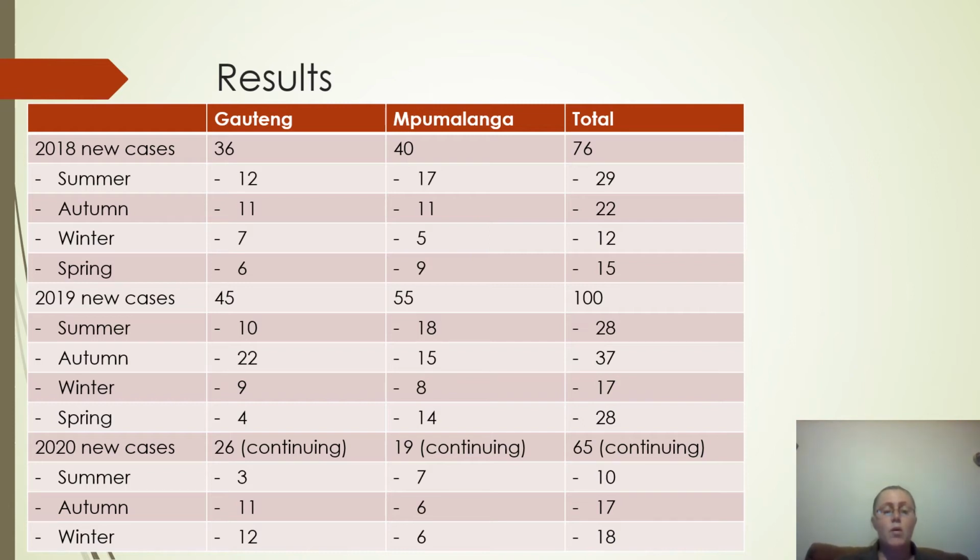And our new cases from 2020, we're already at 65 cases from January to July. And this is still continuing as there is still half a year to go. 26 were in Gauteng and 19 were in Mpumalanga. We can see from this data as well that it has also been broken down into seasons. Seasons could also have an effect on the spread of Heartwater.